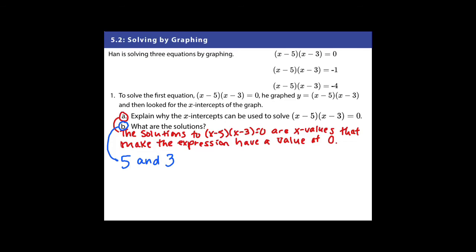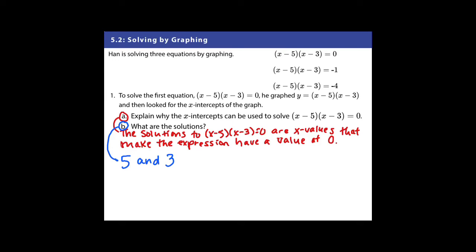Example 2, Han is solving 3 equations by graphing. So number 1, to solve the first equation, x minus 5 times x minus 3 equals 0, he graphed y equals x minus 5 times x minus 3 and then looked for the x-intercepts of the graph. Explain why the x-intercepts can be used to solve this. So the solutions to x minus 5 times x minus 3 equals 0 are x values that make the expression have a value of 0.